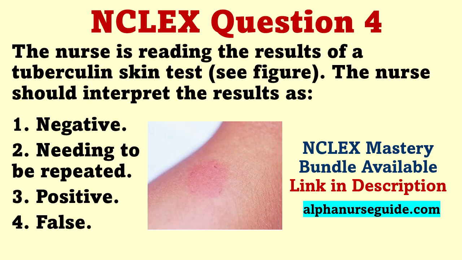The correct answer is 3. The tuberculin test is positive. The test should be interpreted 2 to 3 days after administering the purified protein derivative, PPD, by measuring the size of the firm raised area in duration. Positive responses indicate that the client may have been exposed to the tuberculosis bacteria. A negative response is indicated by the absence of a firm, raised area, or an area that is less than 5 millimeters in diameter. Since the test is positive, it is not necessary to redo the test. The test is positive, not false.